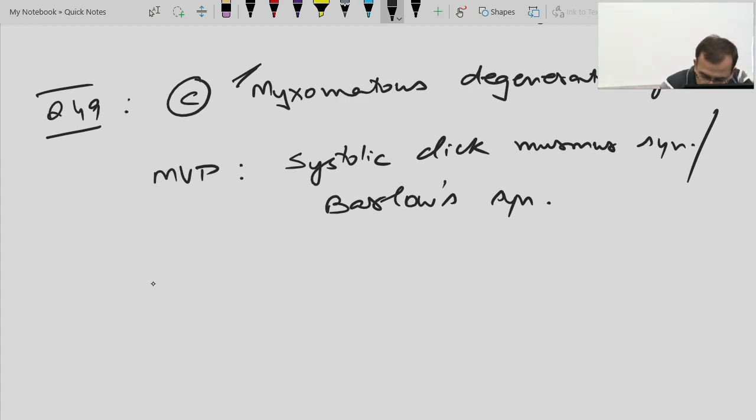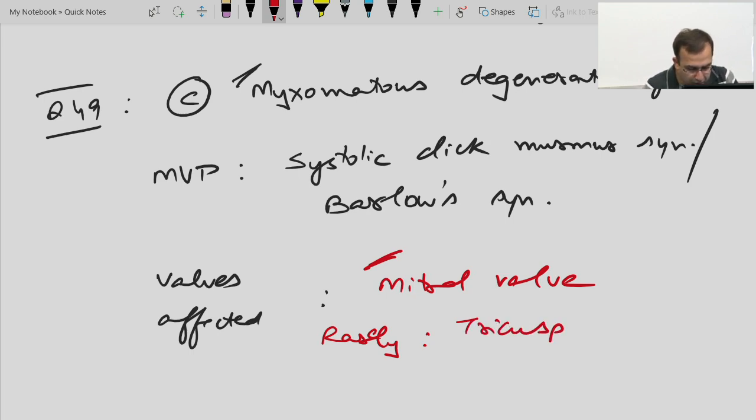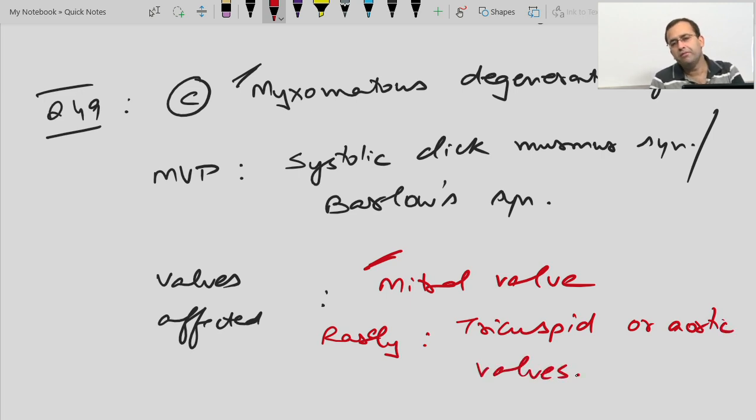Next point, which are the valves affected? The myxomatous degeneration is confined to the mitral valve. Most common valve affected, mitral valve. Rarely, however, tricuspid or aortic valves may also be affected, but the most common is the mitral valve.